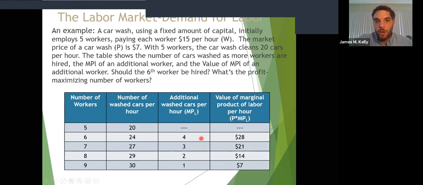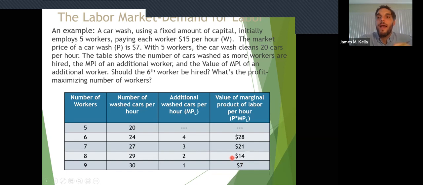So this 3rd column and this 4th column can be found based off of the information provided on the productive abilities of the workers and the price that output sells for. Additional output from the 7th worker is 3, for the 8th worker is 2, for the 9th worker is 1 car wash at $7 each. You see the value of the marginal product of labor.